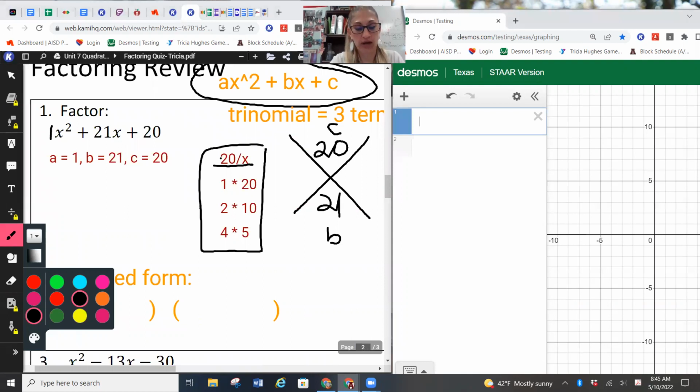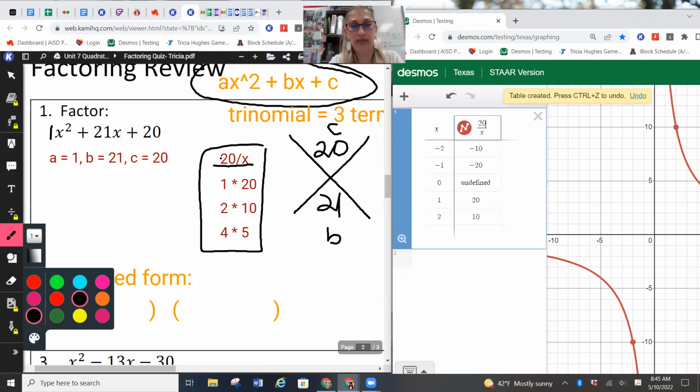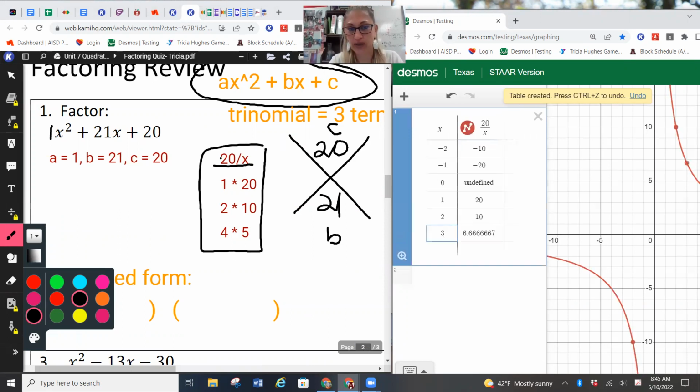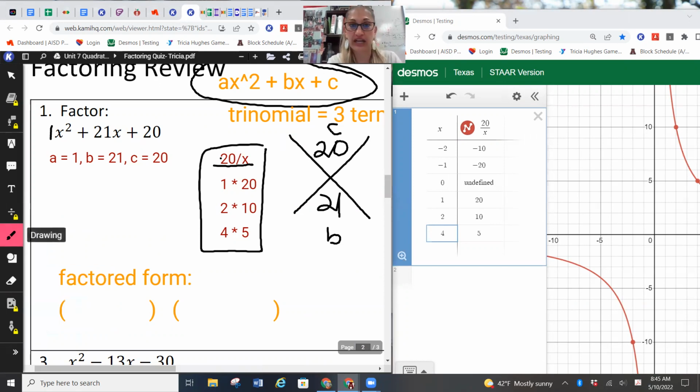Well, over here, I did 20 divided by X like it says, and then I changed it to a table. And then I had to type in a 3, but a 3 has a decimal, and then I typed in a 4, and the 4 does not. So those are the 3 ways to multiply to 20. Our job is to find the one way that adds to 21. So you guys can see that that adds to 21. So that's going to be our 2 numbers that are the answer.